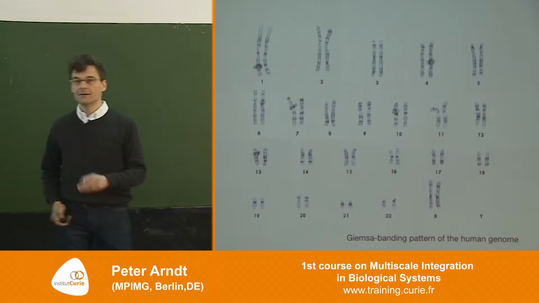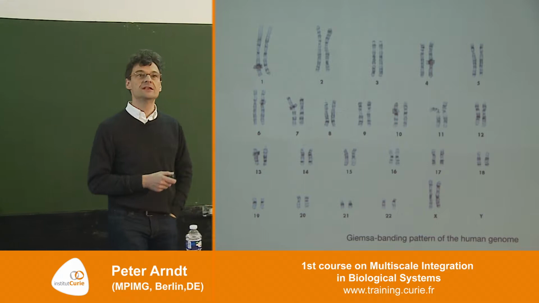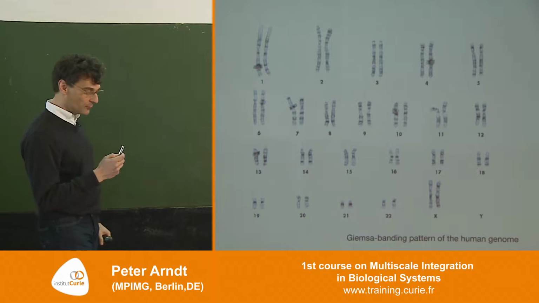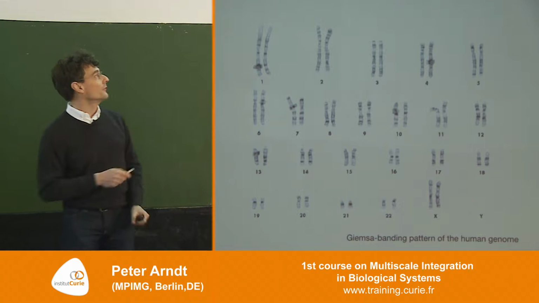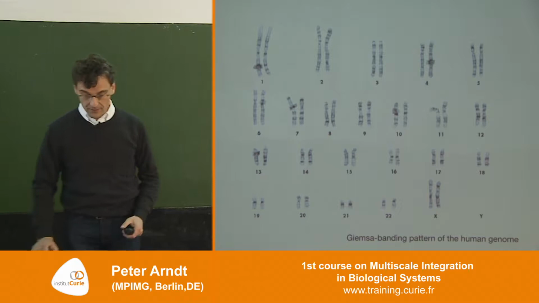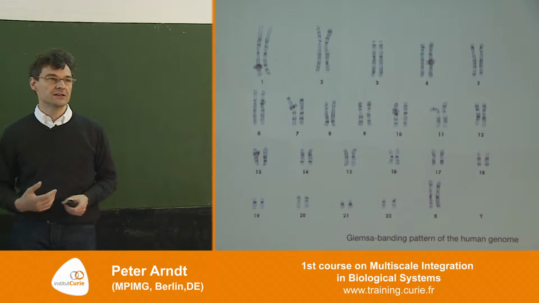I usually start my talks showing the slides. This is what you would see under a microscope if you look into human DNA. Here we have the chromosomes as we all know them. Chromosome 1 is longer than 22 and so on, then sex chromosomes. People have known about these chromosomes for hundreds of years now, and of course we're wondering, okay, what is actually in there?